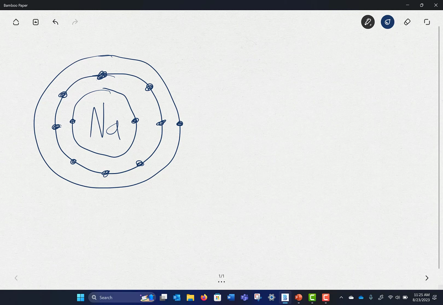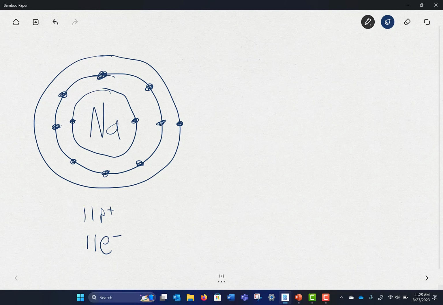Let's go ahead and down here at the bottom, let's talk about how many protons it has. It has 11 protons. And let's talk about electrons. We're not concerned with neutrons. So we have 11 electrons, 11 pluses and 11 minuses. Like all other atoms in its natural state, sodium is electrically neutral. It has no charge. The number of positives and the number of negatives balance out.